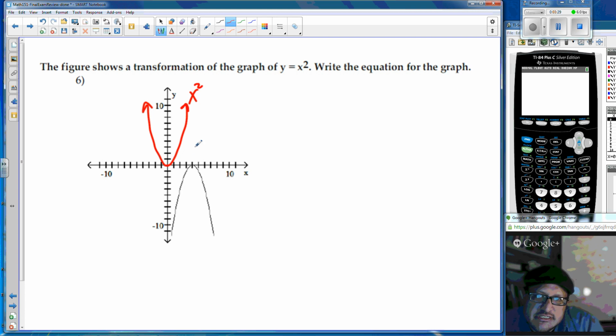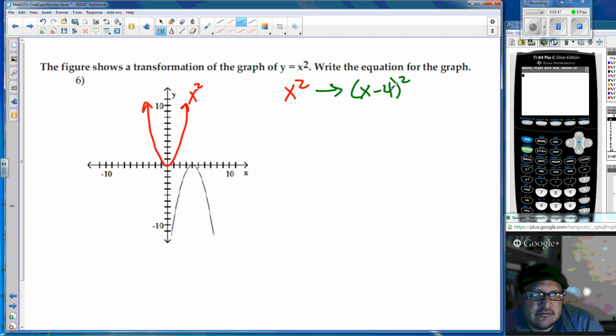Now we want to shift this to the right by 1, 2, 3, 4. So we start with x squared. Next we want to shift it to the right by 4. Now keep in mind on the last slide how we said x minus k means shift to the right by k. So that would shift this over here.